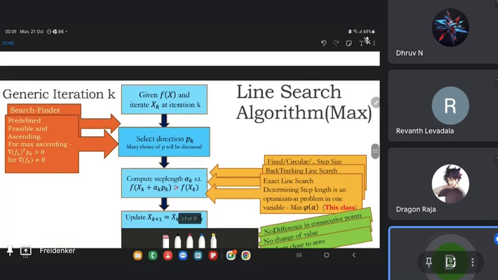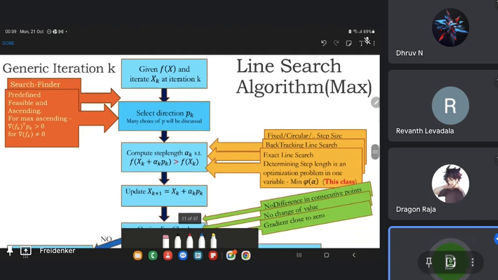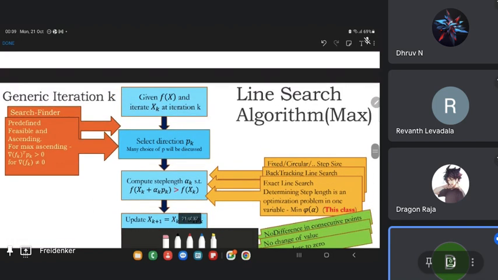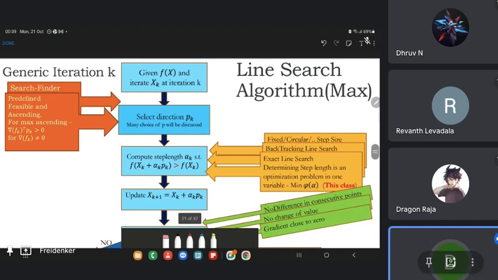Here is our cheat sheet. Basically, what we're doing, step one, is you have some function and you want to do some iterations over it. In line search, first you're supposed to choose a direction. There are many ways of choosing a direction: there is gradient search, or else you can do the alternating x and y. There are multiple ways. After you've chosen your direction, you have to compute your step length. What is the step length that you're supposed to take?